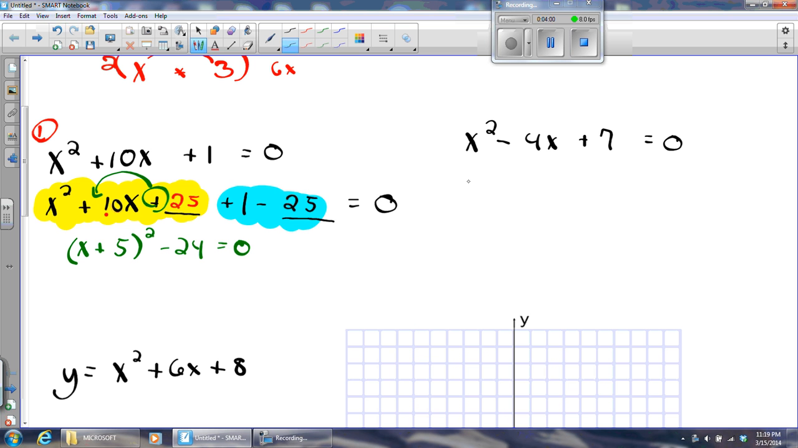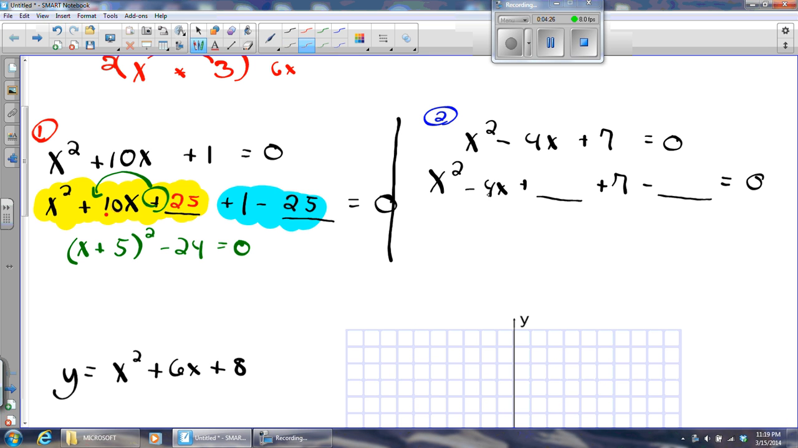We'll call this problem number 2. We're going to get x squared minus 4x plus a blank plus the 7 minus a blank equals 0. I take half of this number, which is negative 2, square it, which would be positive 4. Positive 4, I need a negative 4, and there it is. So the two 4's are canceling each other out.